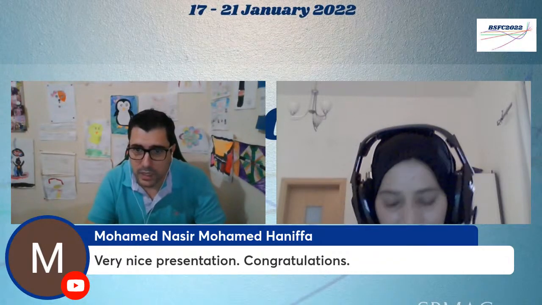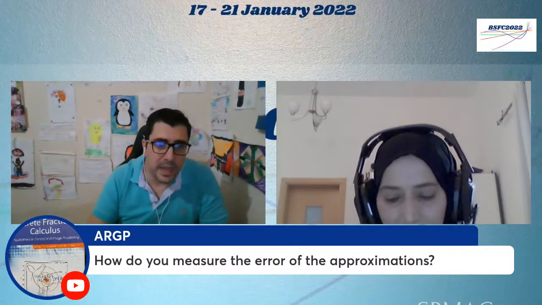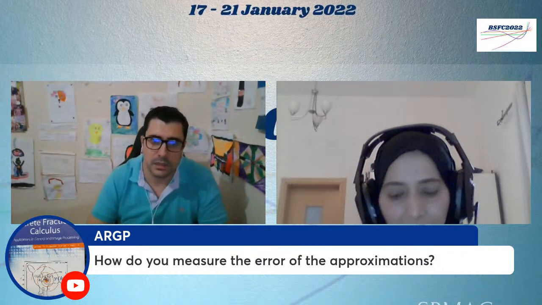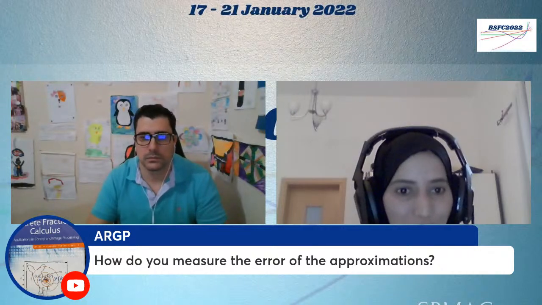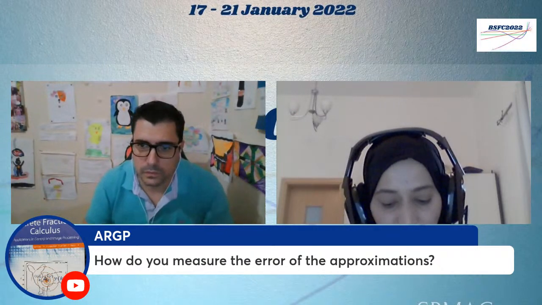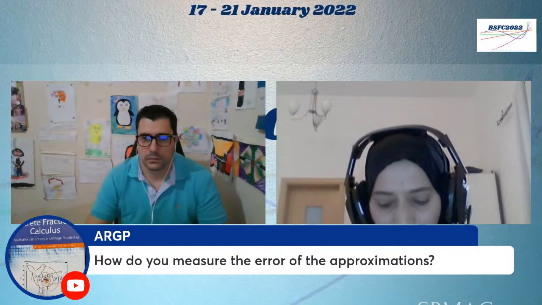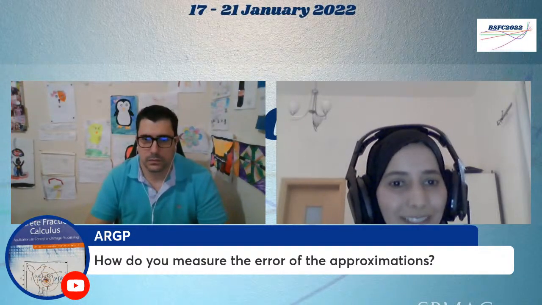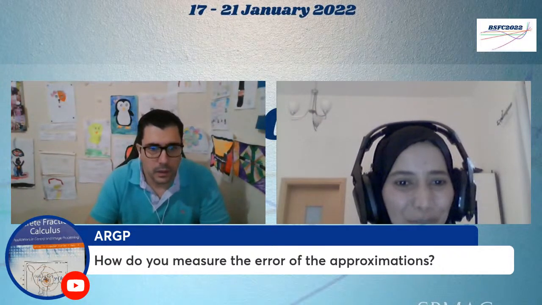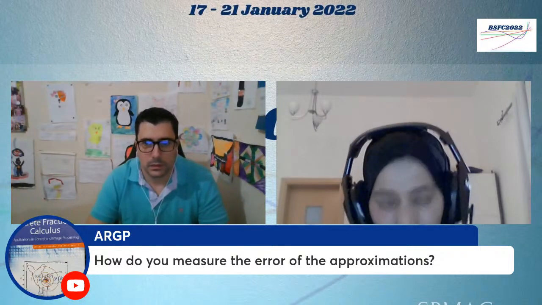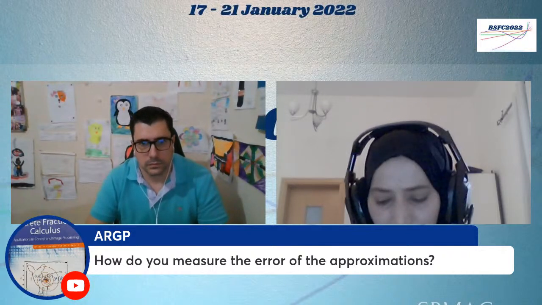Yes, another one from Professor Adriano. How do you measure the error of the approximations? Yes, we use a formula which I cannot show because of the time of the presentation. We measure the maximum error, and we use this formula to get the order of the approximation. I can show it later on, or I can give this error. We measure the maximum error actually.